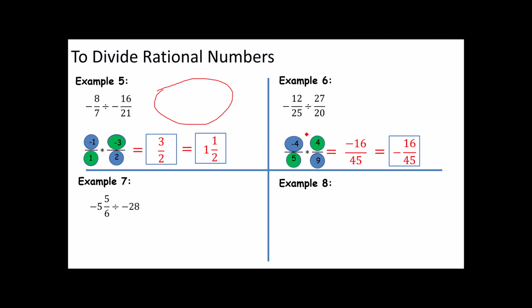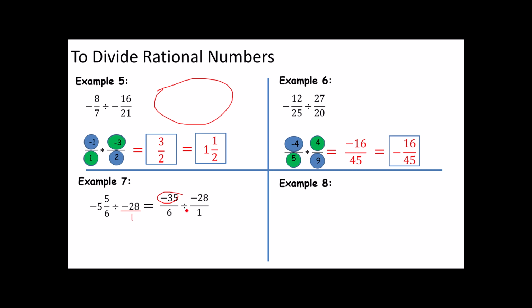Again, I'd recommend at some point you pause these, try them on your own. I'm going to keep going, assuming you've already done that. Notice that I have a mixed number here. I want to deal with that mixed number first. I also have a whole number here, so I want to write that whole number as a fraction. 6 times 5 is 30, plus 5 is 35. Stick on our negative sign. Negative 35/6. And then don't forget that negative 28 is the same as negative 28 over 1.